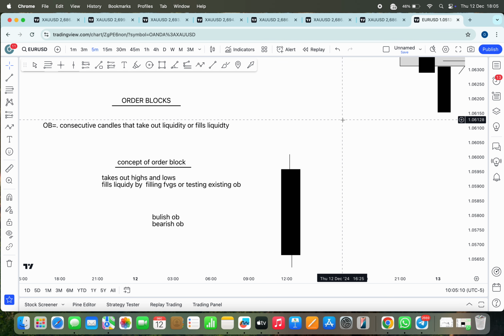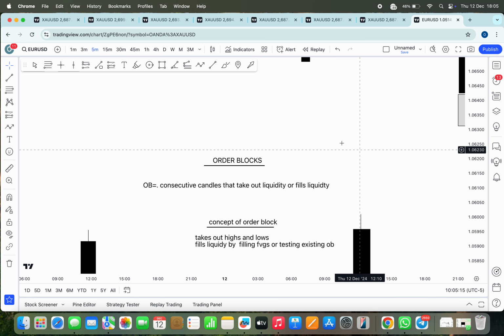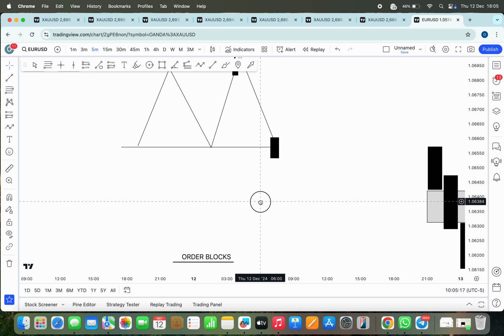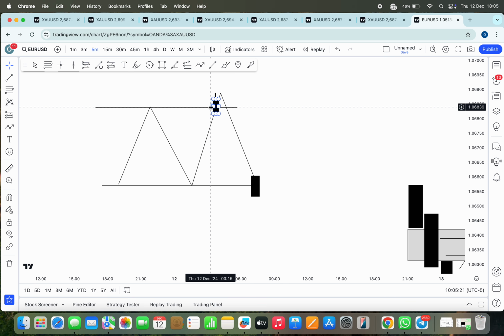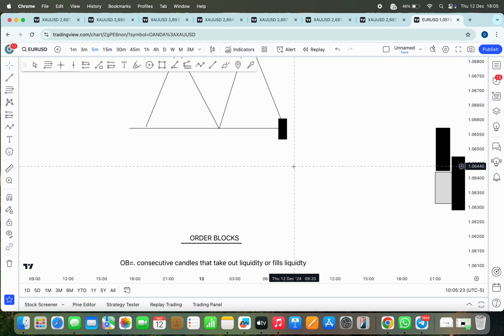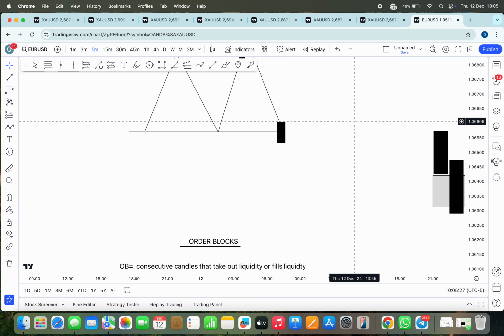My work here is to make you understand the forex market easier than watching a lot of YouTube videos. So this video is not going to be long. I've explained to you everything you need to know about order blocks. Once you understand that order blocks are consecutive candlesticks that take out liquidity or fill liquidity, it becomes easier for you to analyze the forex market.